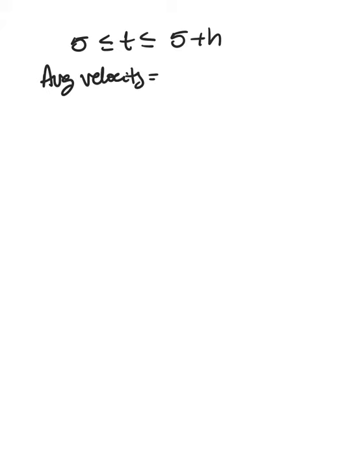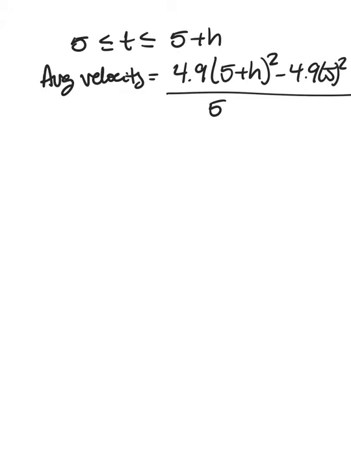And now to find the average velocity, I'm still going to use the same things we've done before with slope, using the same equation, except now I'm plugging in the 5 plus h into time as well as 5. So I have 4.9 times (5 plus h) squared minus 4.9 times 5 squared. That's y2 minus y1 over x2 minus x1. My x2 is still 5 plus h, minus 5, which is my x1. So now let's simplify this.